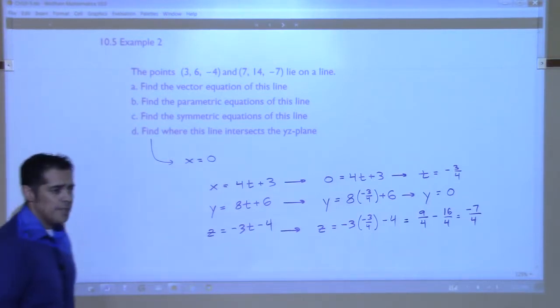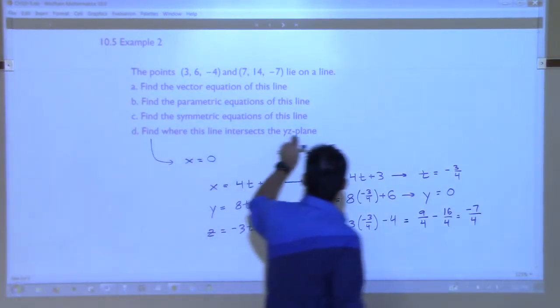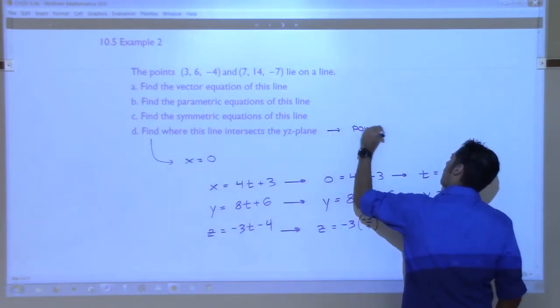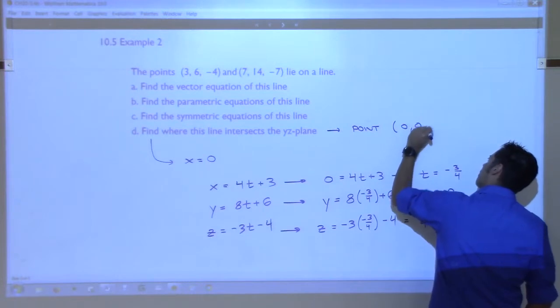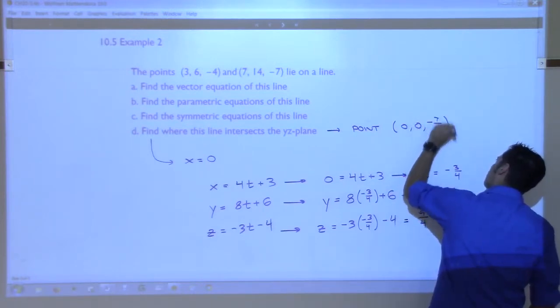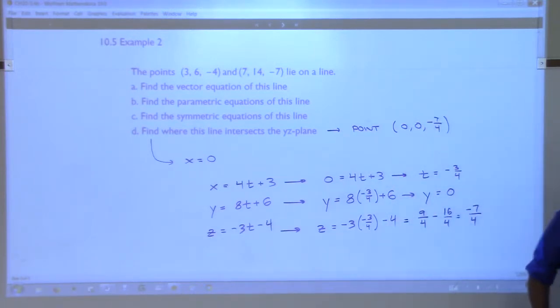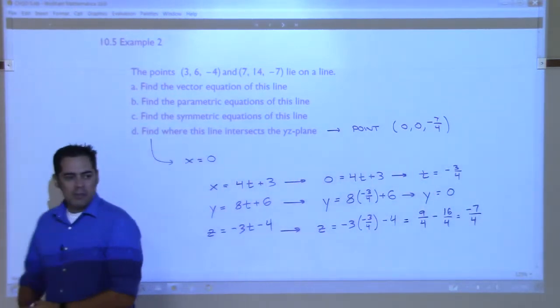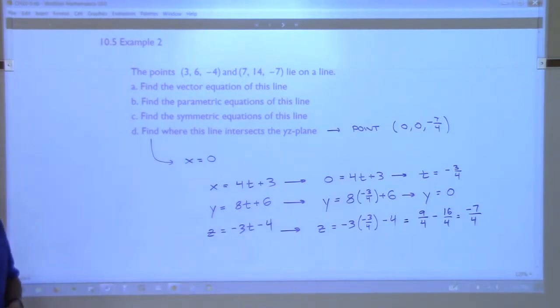0, 0, negative 7/4. Because we want to know where the line intersects this plane. It's going to intersect it at the point 0, 0, negative 7/4. So it's actually right there on the z-axis, isn't it? It just happens to be for this example, all right? It just worked out that way. Does that all make sense?